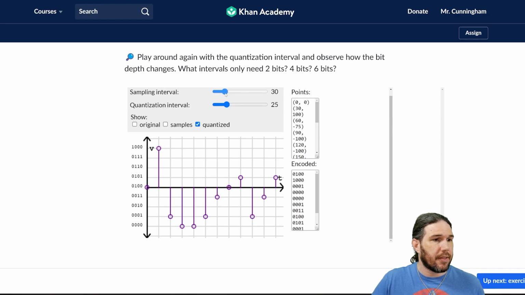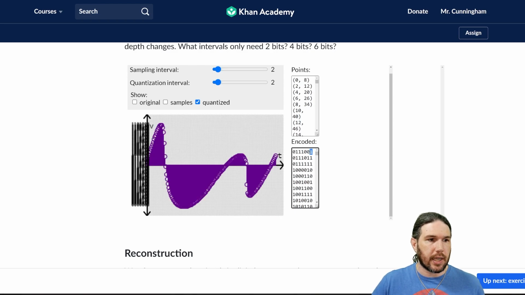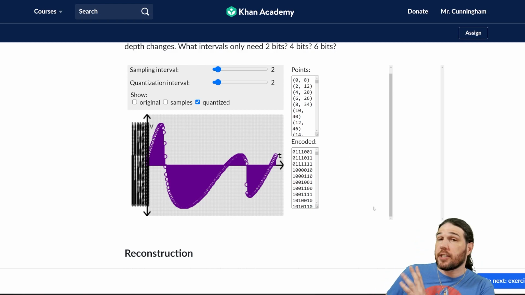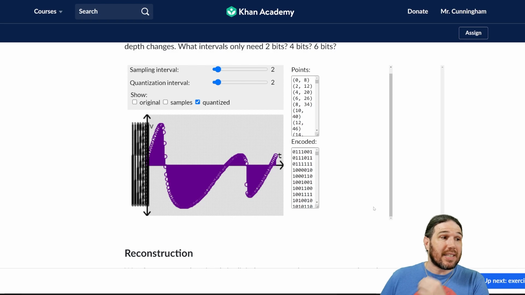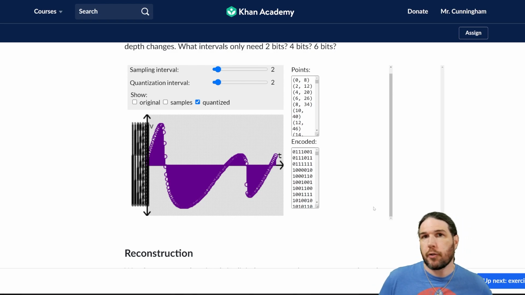So when I make the interval smaller, notice how the number of bits is going up. Now it's taking, looks like, 5 bits instead of 4. If I make them as small as it possibly can, it looks like 1, 2, 3, 4, 5, 6, 7 bits. So that graph is going to be very, very accurate, but since each point takes 7 bits and there's a lot more points, that's going to make that a much larger file. It's going to take longer to transfer, it's going to take longer to download.